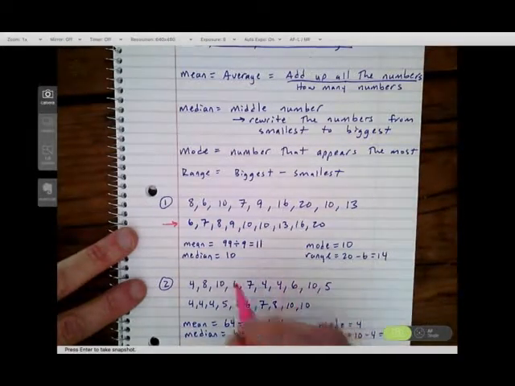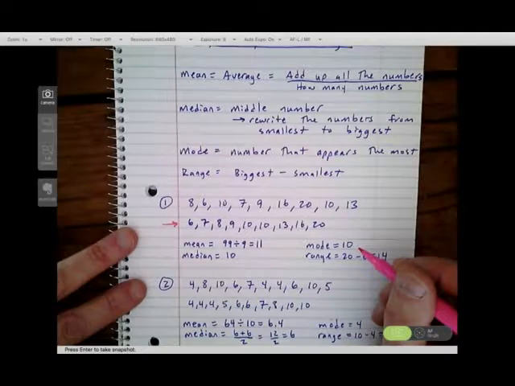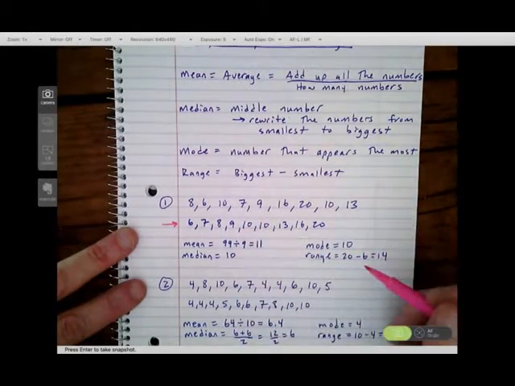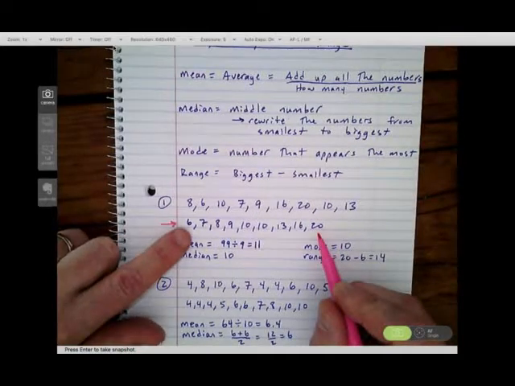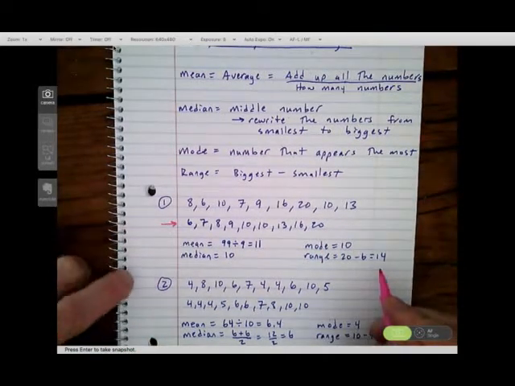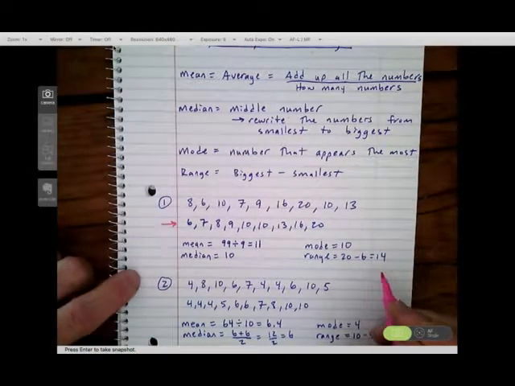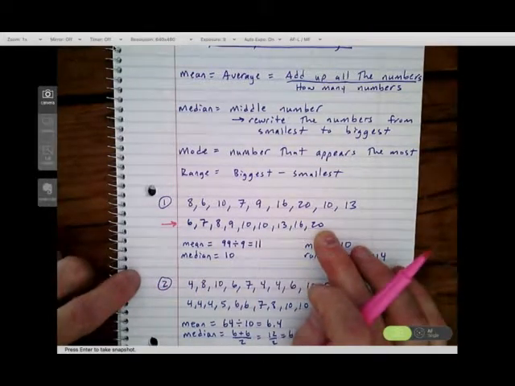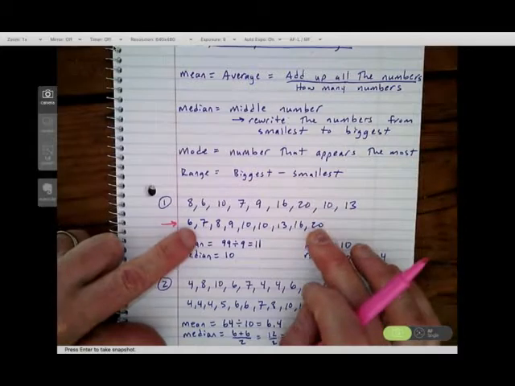I'll do the median in a minute. The mode is the one that shows up the most, and that was 10 because there are two tens. The range is just the biggest minus the smallest, so 20 minus 6, or 14. It's much easier to do the range when you put them in order from smallest to biggest, because you can easily see the biggest and smallest numbers at the beginning and the end, and you just subtract them.